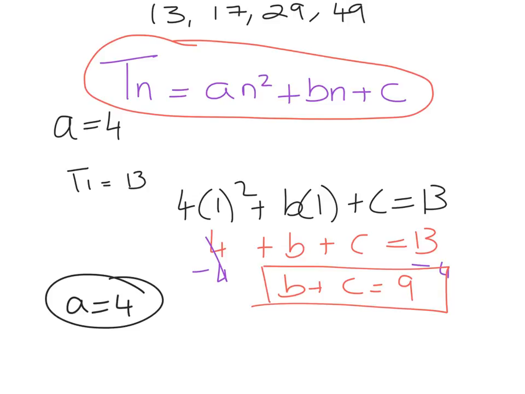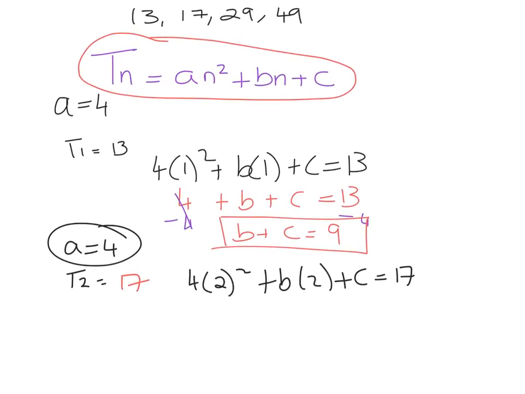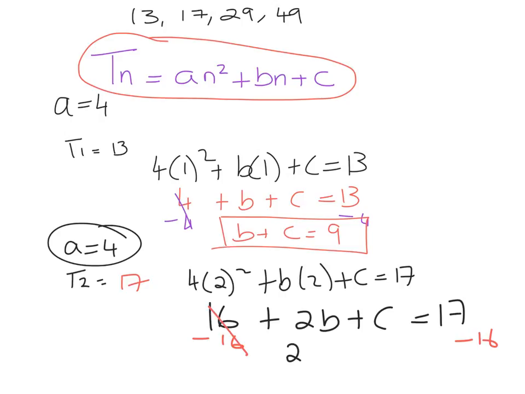I've already solved that. And this time I know that term 2 is equal to 17. So that would mean that it would be 4 times 2 squared plus b times 2 plus c equals 17. And to solve accordingly, 2 squared is 4 and 4 fours are 16, plus 2b plus c equals 17. And we will do the minus 16 here and minus 16 here, and that will cancel. And as a result, I'll be left with 2b plus c equals 1. And that there is my second simultaneous equation.